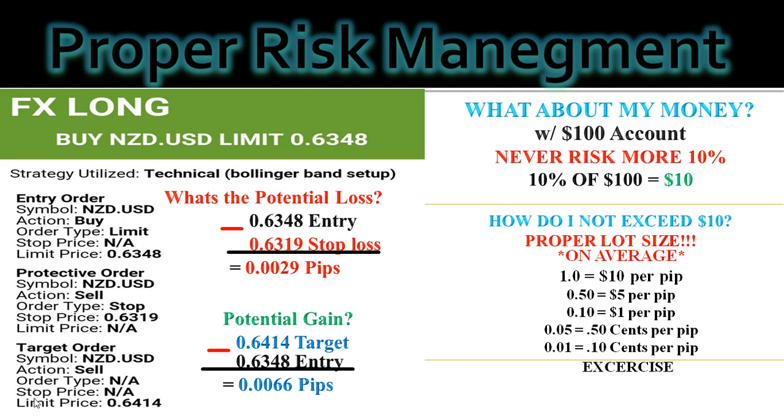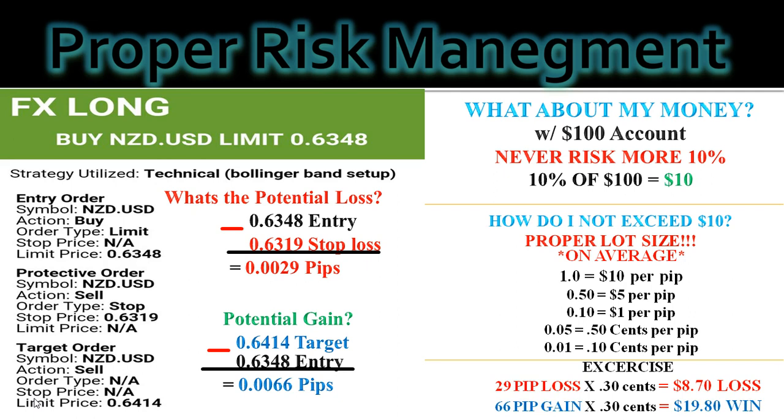All right. So now a quick exercise. Let's say I had a $100 account. I don't want to risk more than $10 on this one trade. I have 29 pips as a possible loss. So what I'm going to do is start from the bottom. If I do 10 cents per pip and multiply that times 29 pips, I'm going to get roughly $3. I can go a little bit higher. You can actually go all the way up to 30 cents per pip. That equals $8.70. That's right at the threshold. That's a great number. I'm not risking more than $10.